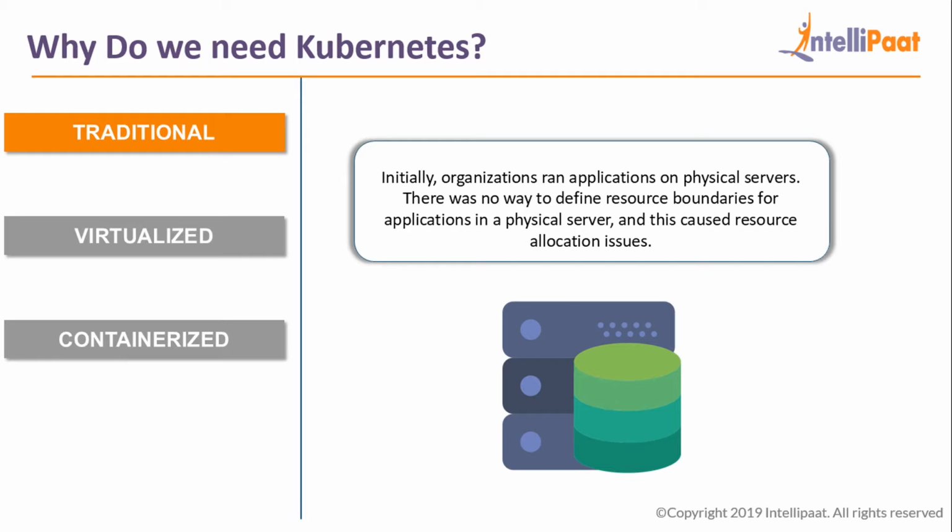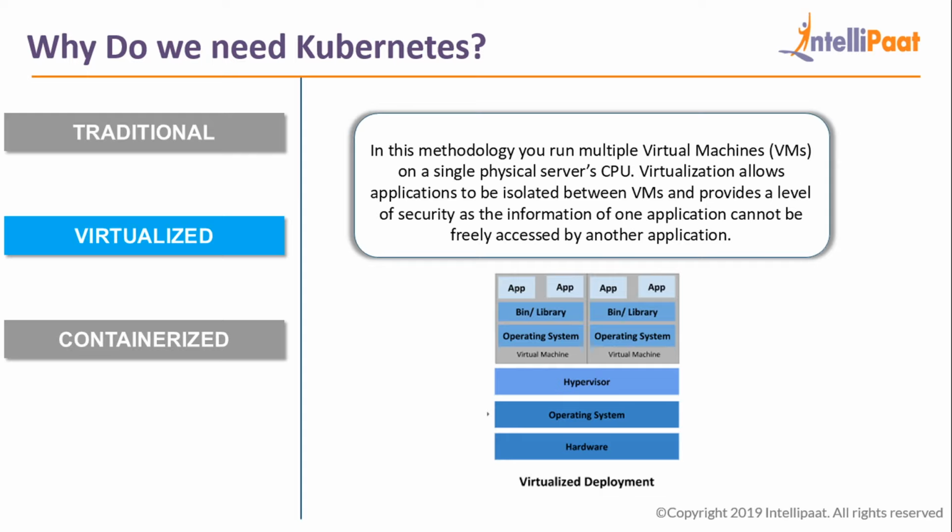That is when the virtualized environment and VMs came into the picture. In this methodology, we are basically running multiple machines on a single server. So you are running multiple VMs on a single physical CPU server, right? What it basically allows you to do is isolate a few resources among these VMs, and this provides a level of security between applications, because one application is different from the other since their resources are also divided. Applications cannot be freely accessed by another application because they are on different virtual machines, right?